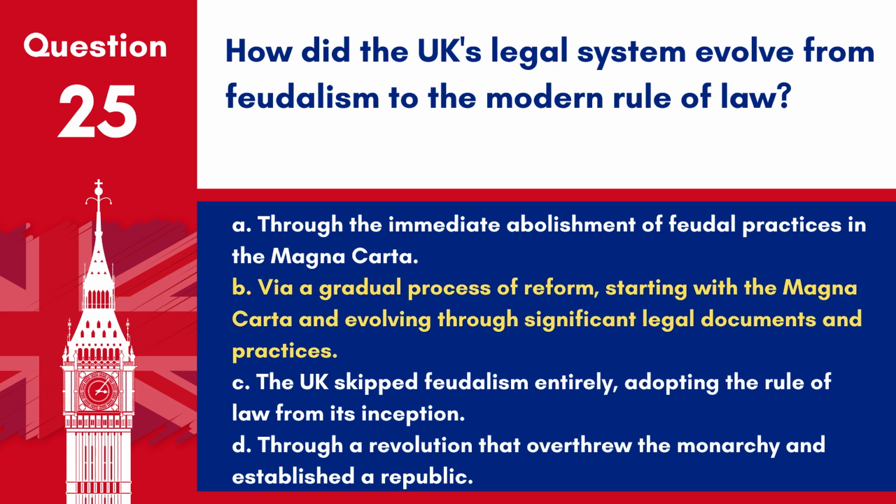Answer. B. Via a gradual process of reform, starting with the Magna Carta and evolving through significant legal documents and practices. The transition from feudalism to a system based on the rule of law involved centuries of legal development and reform.